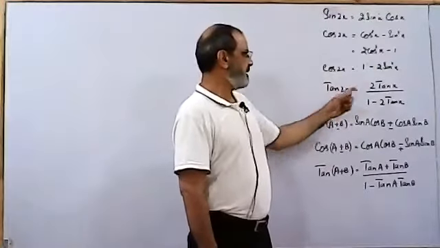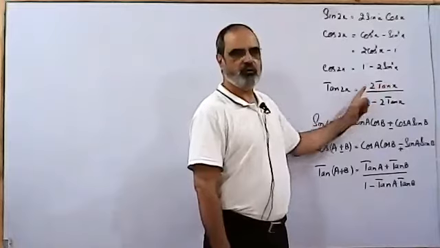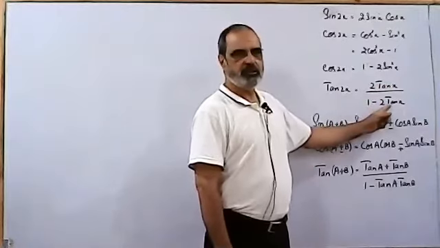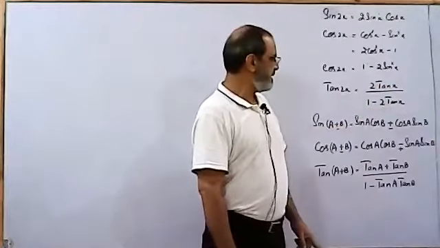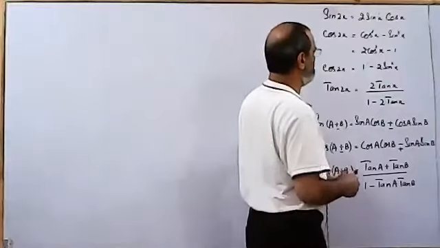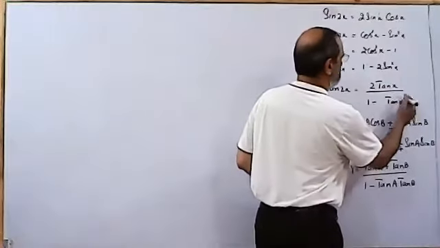Tan 2x is 2 tan x over 1 minus tan square x.